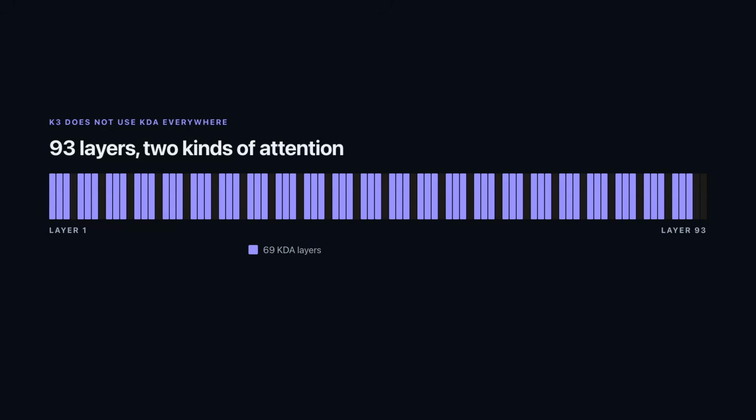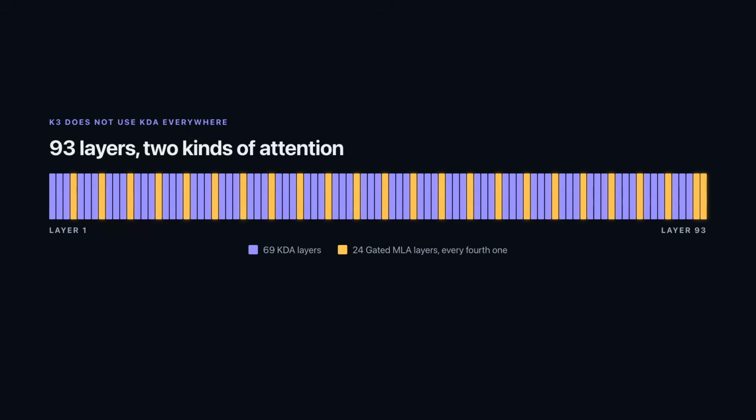But Kimi K3 does something clever here. It doesn't use KDA everywhere. Across its 93 layers, 69 are KDA layers. The other 24 are gated MLA layers, and they're interleaved on a regular pattern.